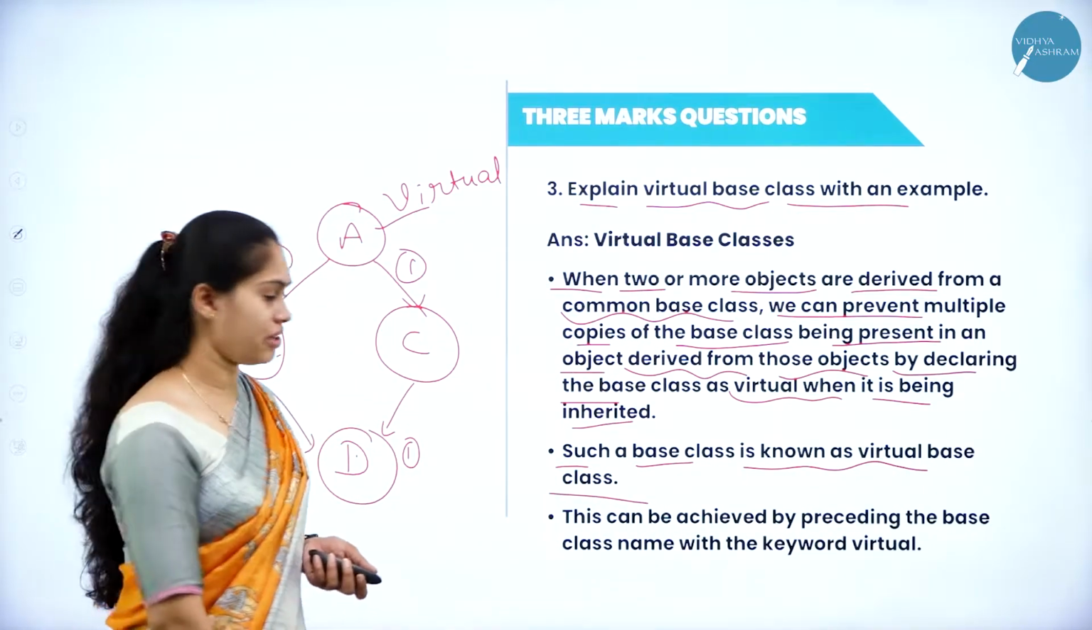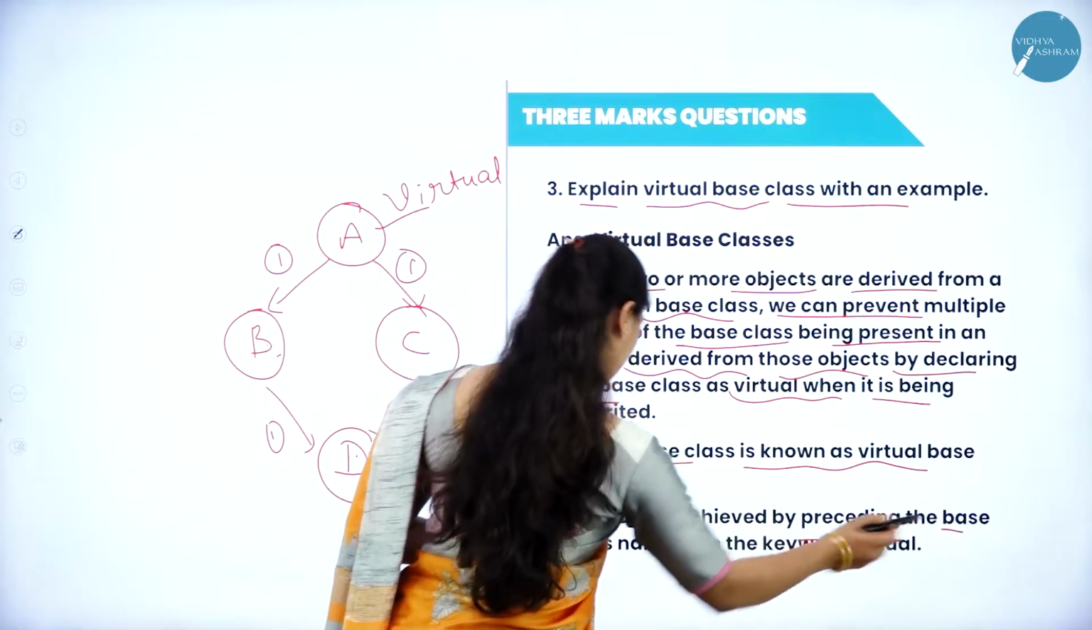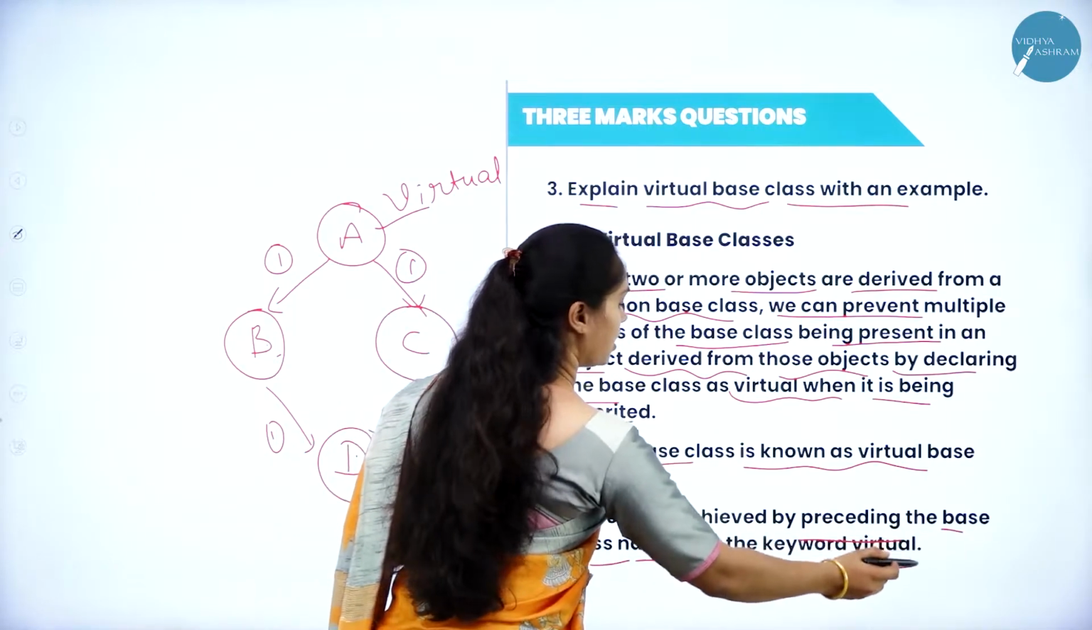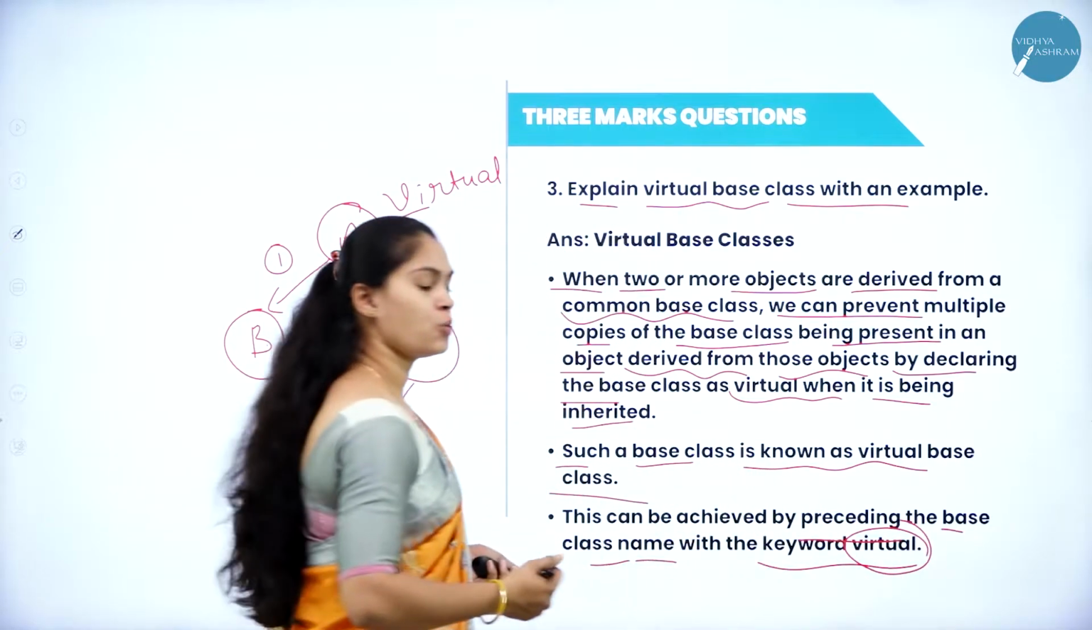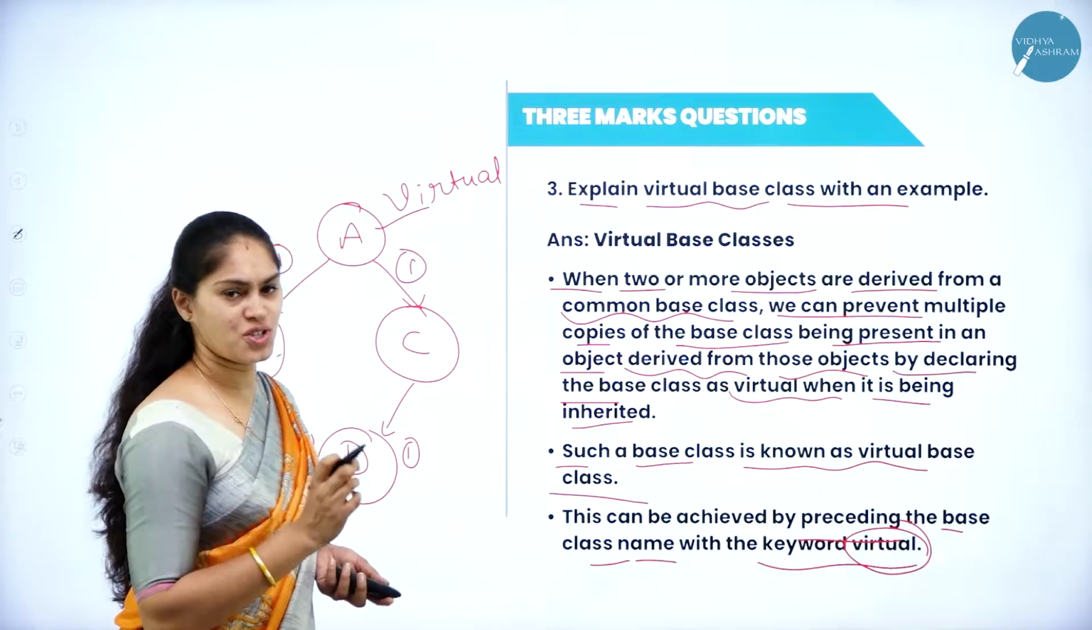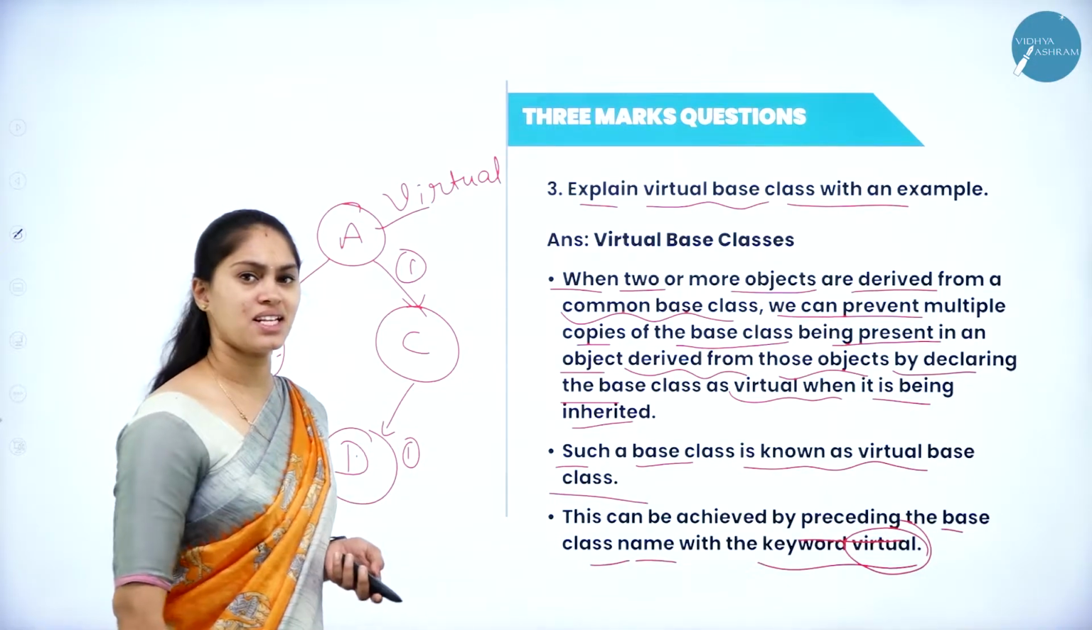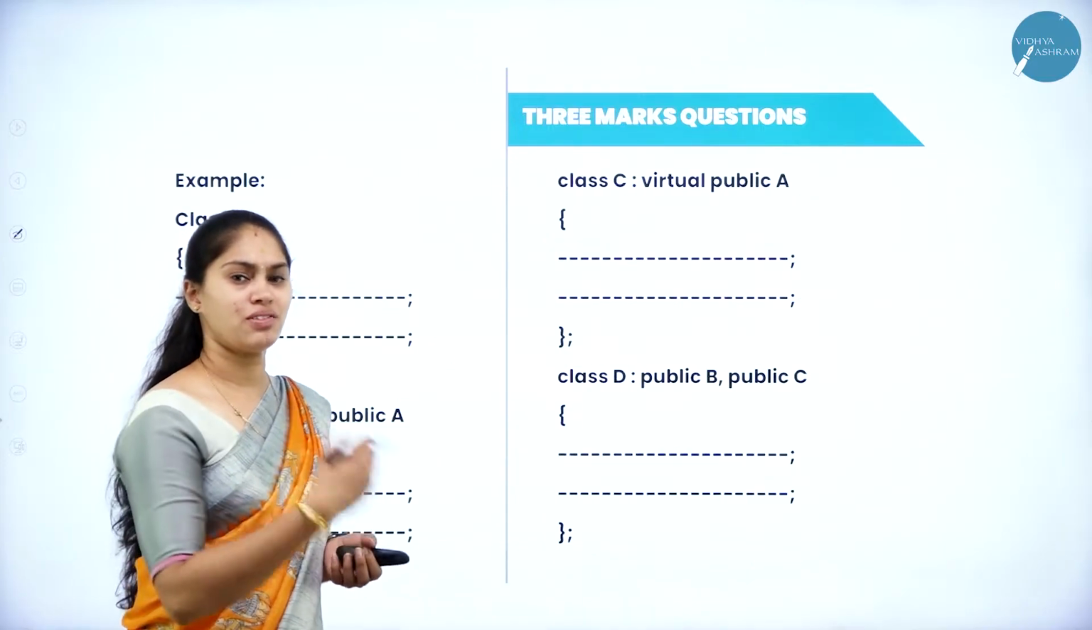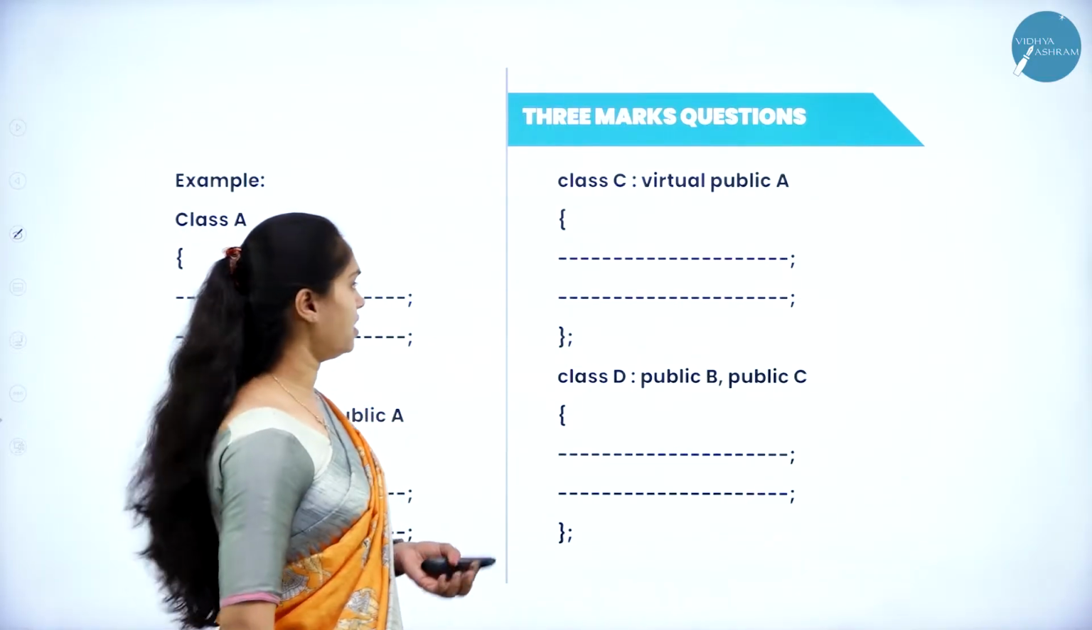And how can we achieve this? With the help of preceding the base class name with the keyword virtual. We are going to use a keyword called virtual. So if I make this base class A virtual, then it will give the features only one time to the derived class.